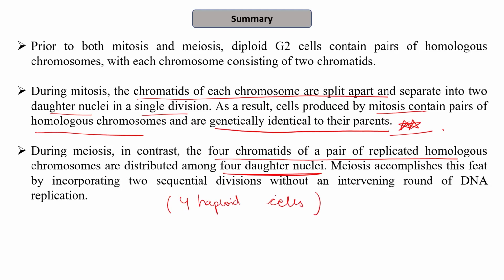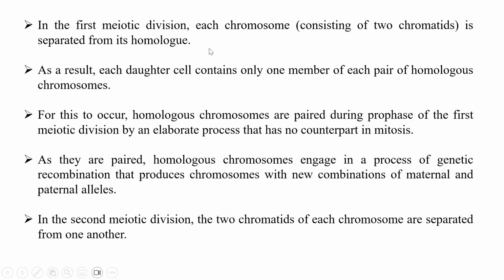Meiosis accomplishes this by incorporating 2 sequential divisions without an intervening round of DNA replication. So this is important: DNA replication does not happen again. In the first meiotic division, each chromosome consisting of 2 chromatids is separated from its homologue. So there is a separation of the homologous chromosomes in the first division. As a result, the daughter cells formed in the first meiotic division contain only one member of each pair of homologous chromosomes, right? So there is a separation of only the homologous chromosomes.